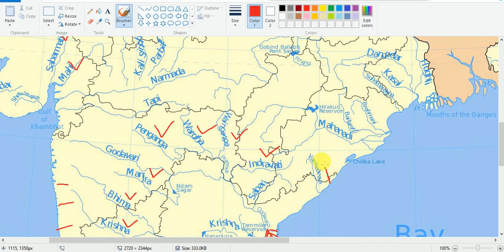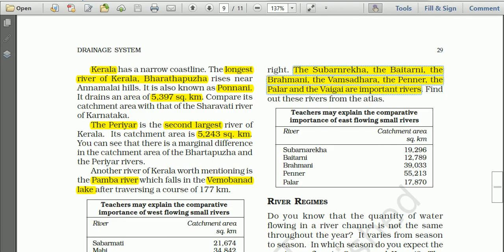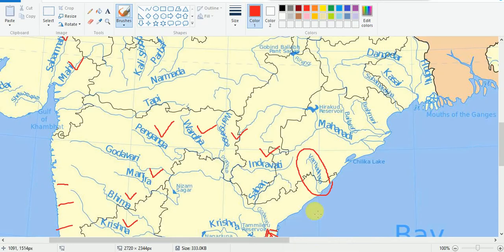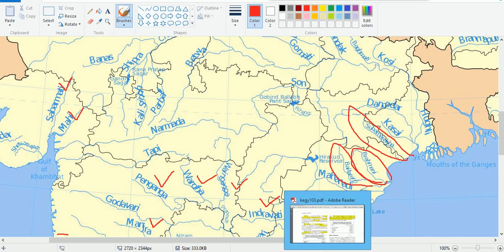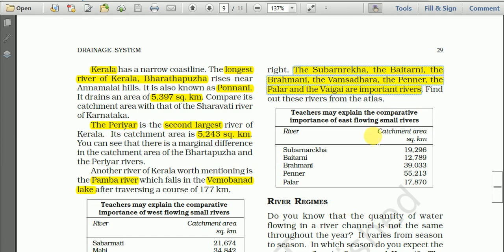And Vamsadhara is here. What is the name? Vamsadhara. Vamsadhara is here. Then Baitarani, this is Baitarani. Then here we have Brahmani. Then here we have Subarnarekha. So these are the important small but important east flowing rivers.